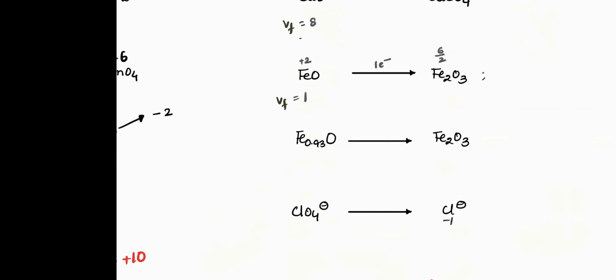Correct? Next, if we compare it with this one, so we have iron. 1 mole will have 0.93 moles of iron. So 0.93 times X is equal to 2. So X will be the valency factor, which is 0. X will be the oxidation state. Got it?